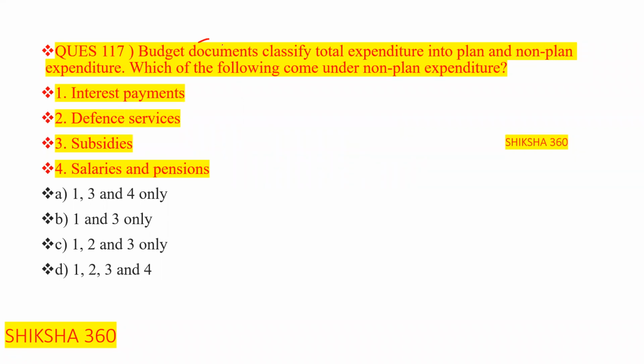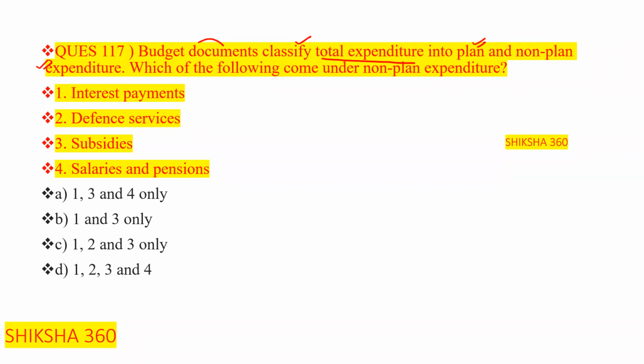Budget documents classify total expenditure into plan and non-plan expenditure. Which of the following comes under the non-plan expenditure? Here we have to find out which of the following comes under the non-plan expenditure.